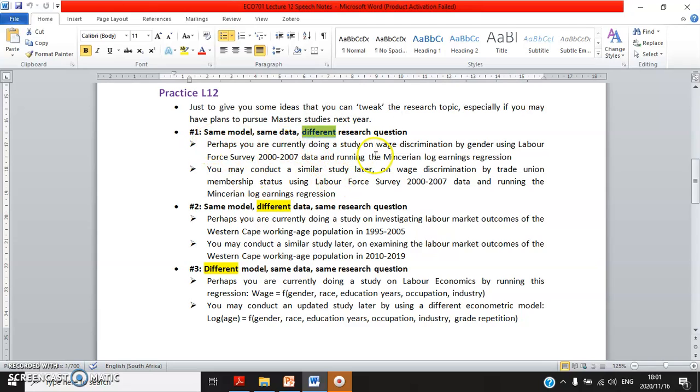Perhaps at your honors level, you want to do a study on wage discrimination by gender, using the mean variance log earnings regression that has some linkage with the human capital theory. Then you might want to tweak the research question a bit. You want to conduct a similar study later at master's level. For example, once again, you want to examine wage discrimination, but this time not by gender, but maybe by trade union membership status, using the same data set, labor force survey, and running the same econometric model, mean variance log earnings regression. So this is the first case.